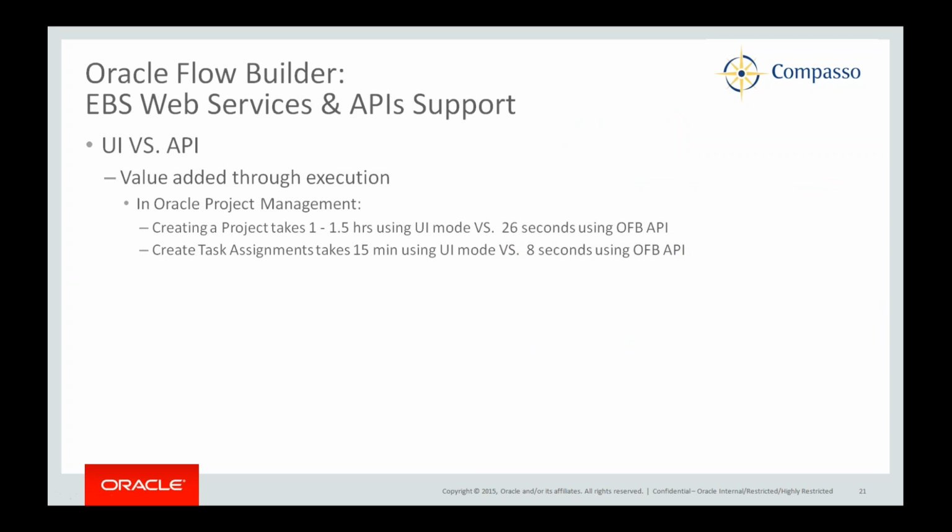To give you a quick example of the value that's added: in project management, creating a project takes about 1 to 1.5 hours using the UI. Versus, and I timed it myself, it takes 26 seconds if you use the automated API.